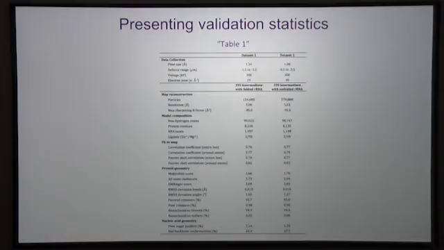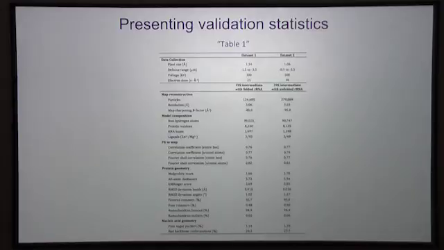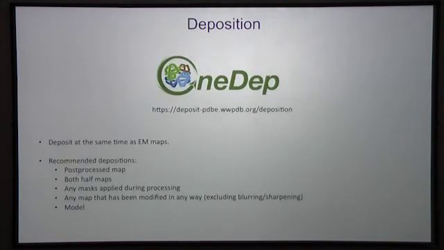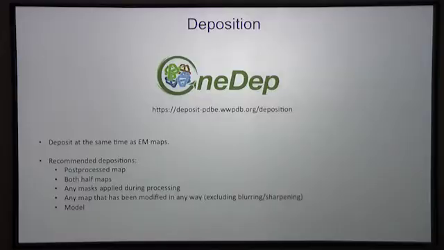Validation statistics should always be presented in your manuscript as a table that looks like this, more or less. There's no standard yet for how this table one should be organized and which metrics to include, but there should always be some kind of measure of how well your model fits the map, whether that's correlation coefficient or FSC average, and MolProbity statistics for Ramachandran outliers, and similar statistics for nucleic acid geometry. And once you're happy with everything, and your model looks good compared to other structures at similar resolution, then it needs to be deposited. It's now deposited together with the EM maps.